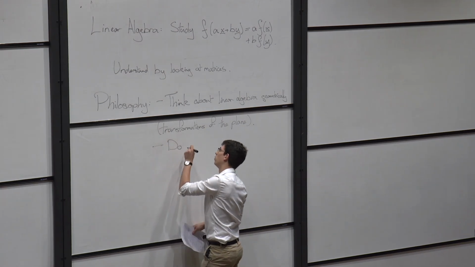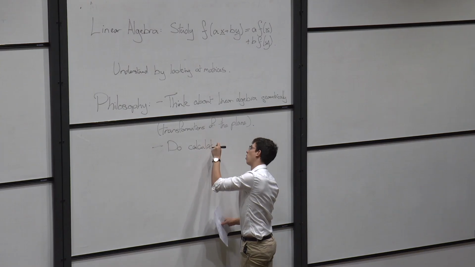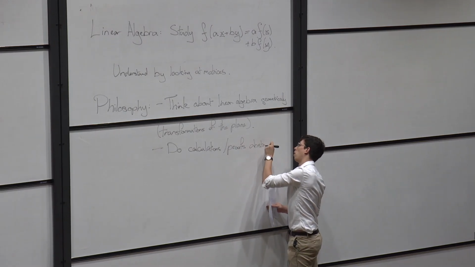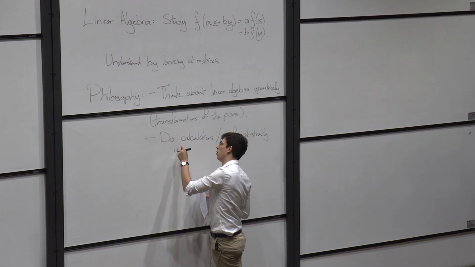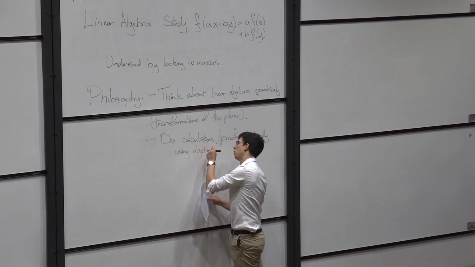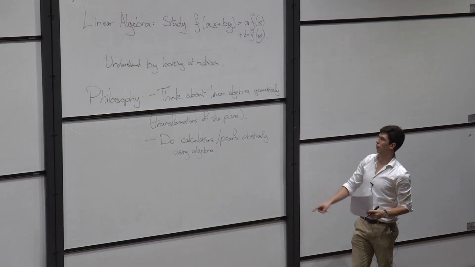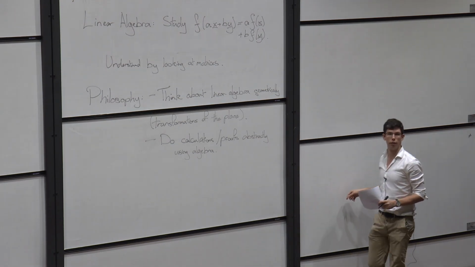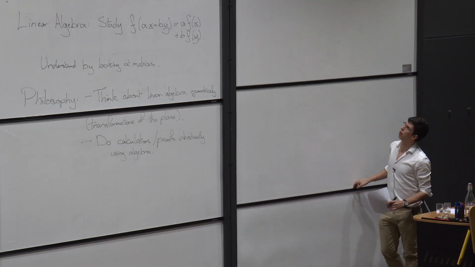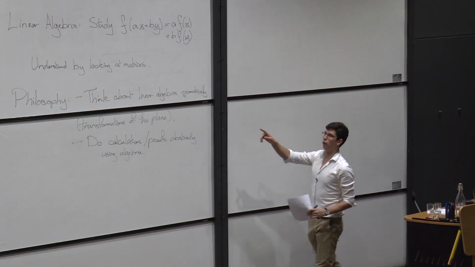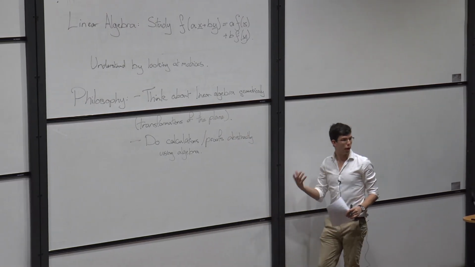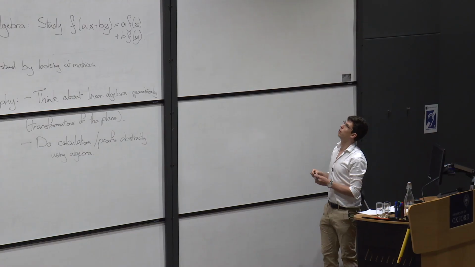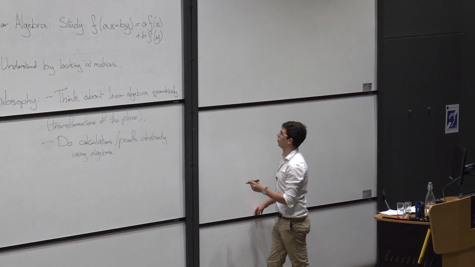So I want to do calculations and proofs abstractly using algebra. So if you do it this way, the proofs and the statements often hold in much more generality, but also it's much more convenient to do the calculations in this way. And okay, so I've maybe said this in very vague terms. Maybe we can sort of think about a concrete example as to how this might work. And this gets us to the first thing that I'd like to talk about in linear algebra, which is determinants.